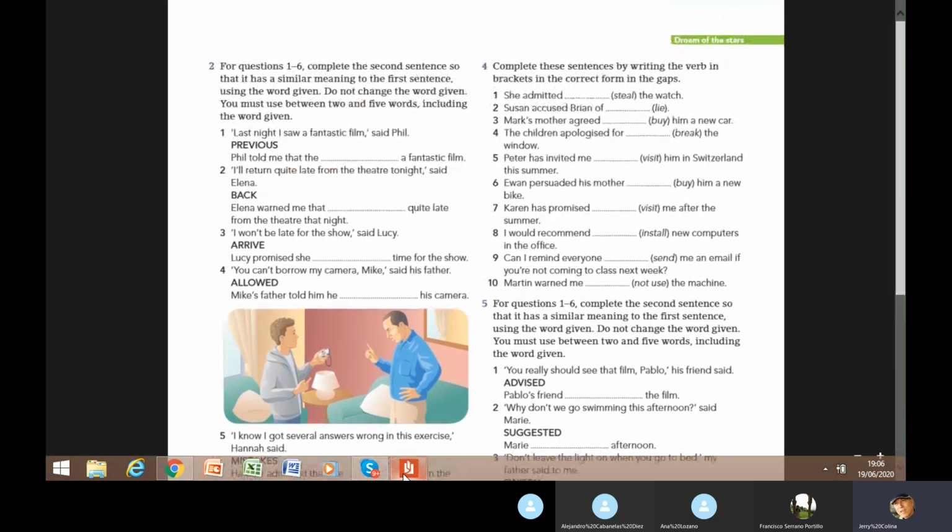Exercise 4. Complete these sentences by writing the verb in the brackets in the correct form in the gap. For example, number 1: she admitted, the verb is to steal, the watch. And you must remember that after admit, we use gerund, ing. So you have to use she admitted stealing the watch. Continue with the rest. When you finish, send me a message.